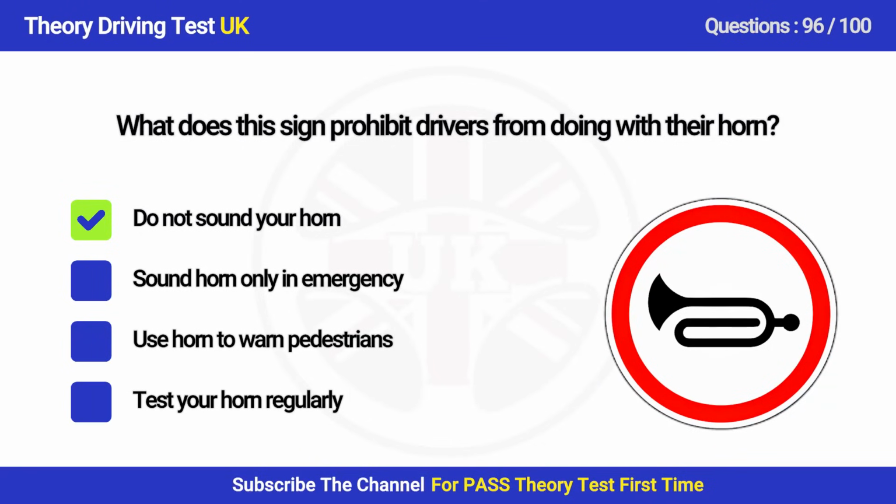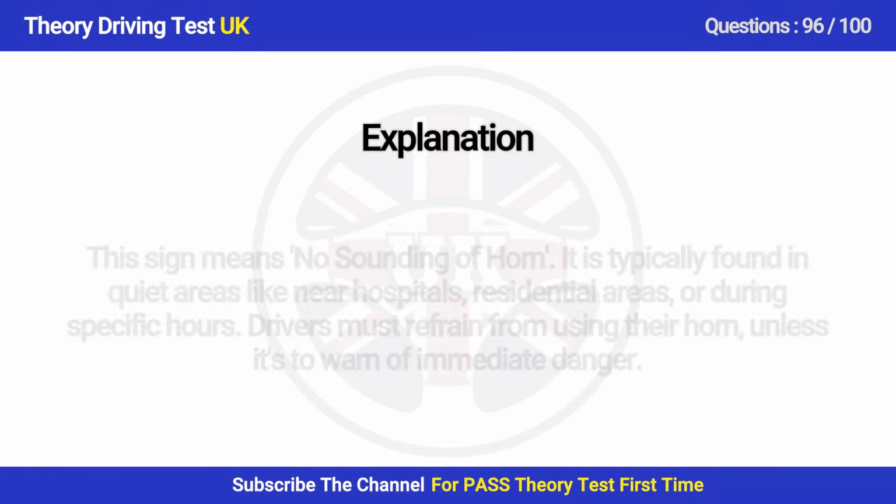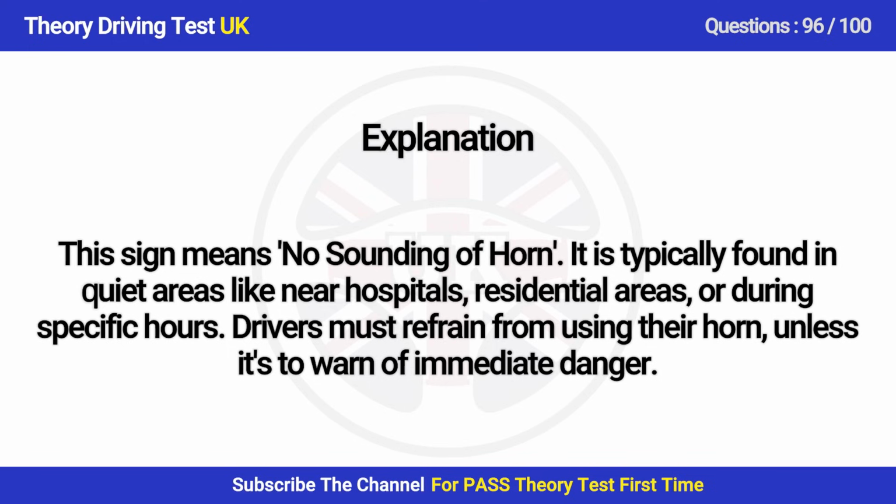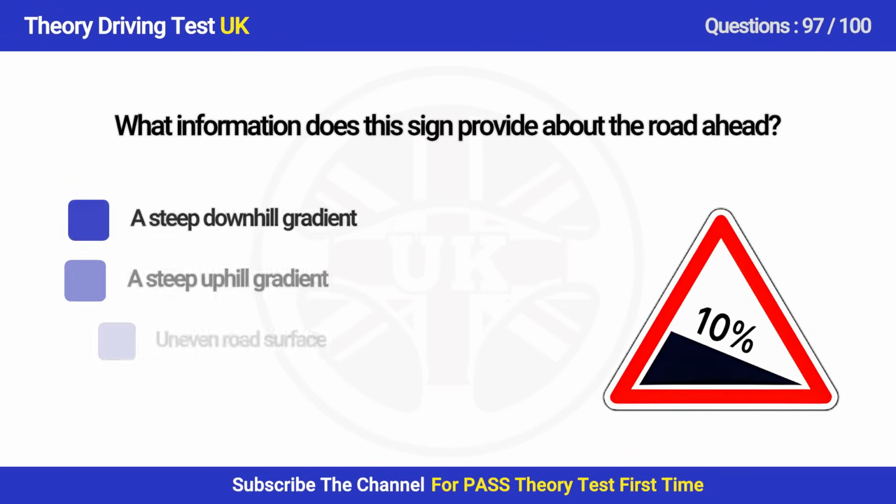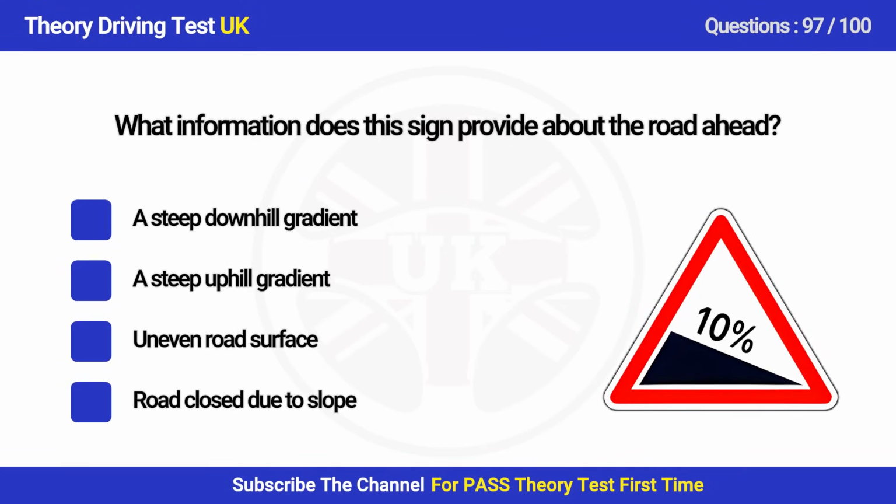Answers is A. Do not sound your horn. This sign means no sounding of horn. It is typically found in quiet areas like near hospitals, residential areas, or during specific hours. Drivers must refrain from using their horn unless it's to warn of immediate danger. Question 97. What information does this sign provide about the road ahead?